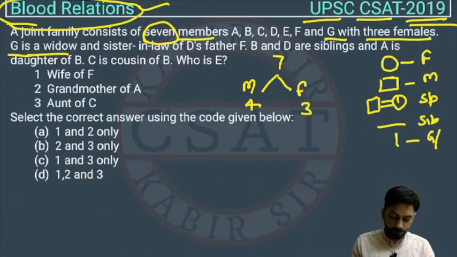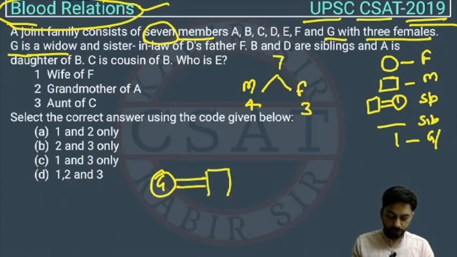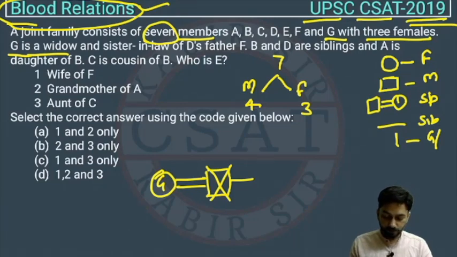G is a widow, so G is a female. G's husband has died, right? D is a widow and sister-in-law. Sister-in-law of whom? D's father. So D will be here, and D's father is here. So G will become the sister-in-law, because G's husband's brother is here, so he will come here.